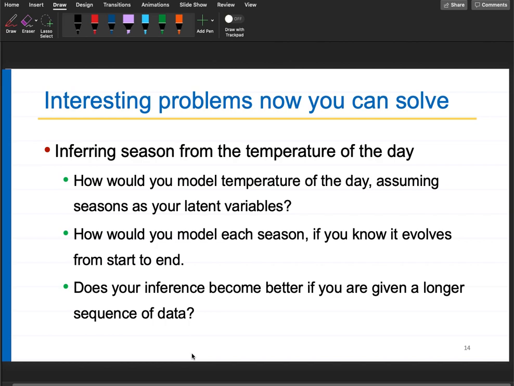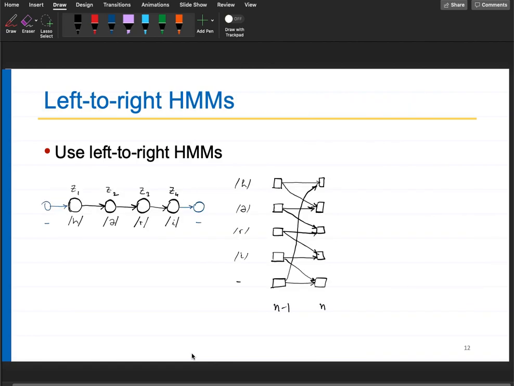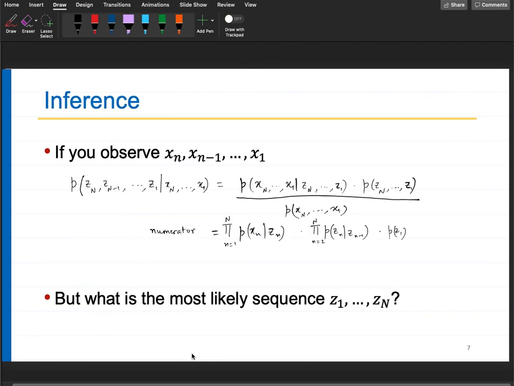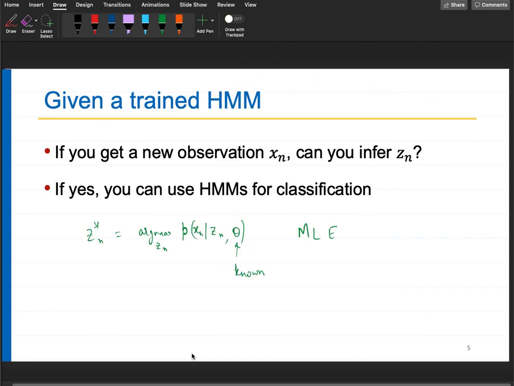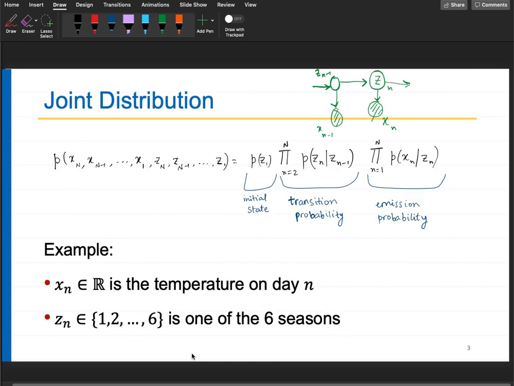Sir, can you do the joint distribution of x1, x2, and z1, z2? What is the joint distribution? We derived this in the last class.